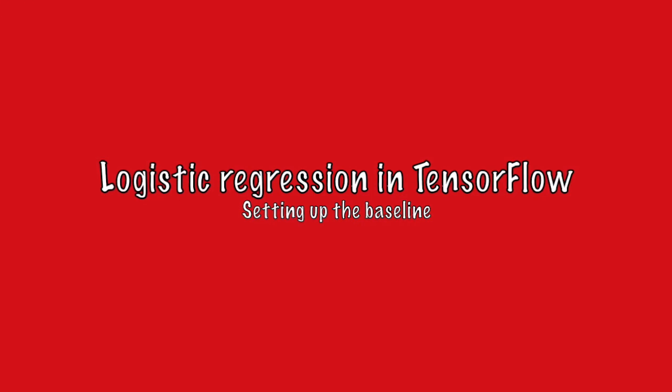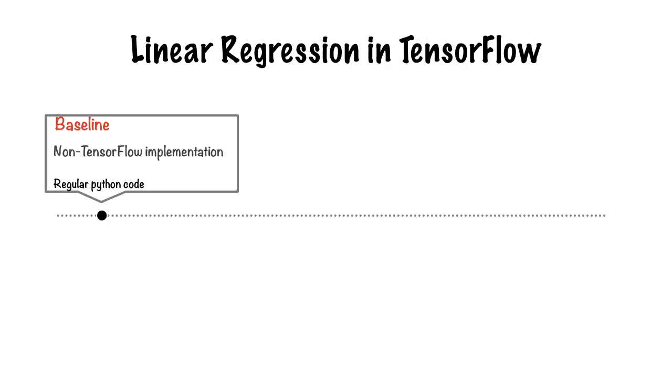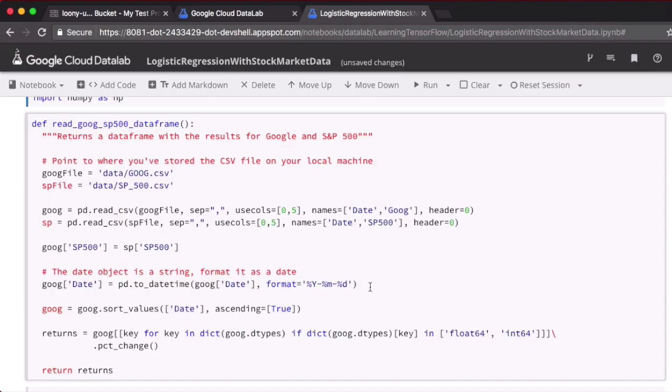In this lecture, we'll see how we can set up the baseline using basic Python libraries. This baseline will help us calibrate how well our TensorFlow model performs. In this logistic regression implementation, we'll set up a baseline using regular Python code. Our logistic regression code requires a bunch of helper functions. We skimmed over these helper functions in earlier lectures. We'll take a look at them now.